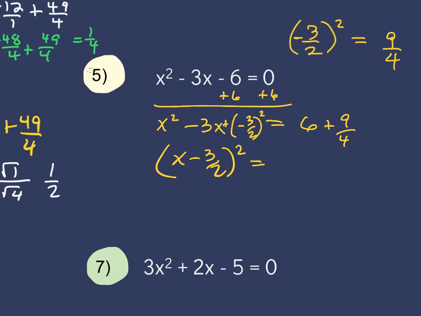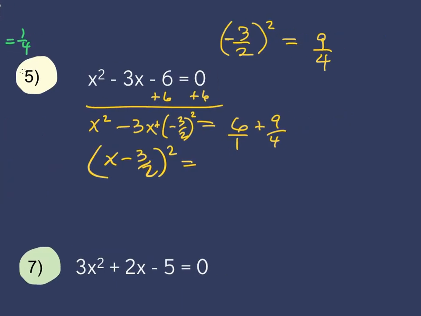Thank you. Okay, so I've already factored the trinomial, but now I have to add 6 plus 9/4. I need to find a common denominator, and it's going to be a 4. So what I'm doing is timesing top and bottom here by 4. So this will become 24/4. And when I add 24 plus 9, I get 33/4. So that's what goes here. And now I use the square root method.